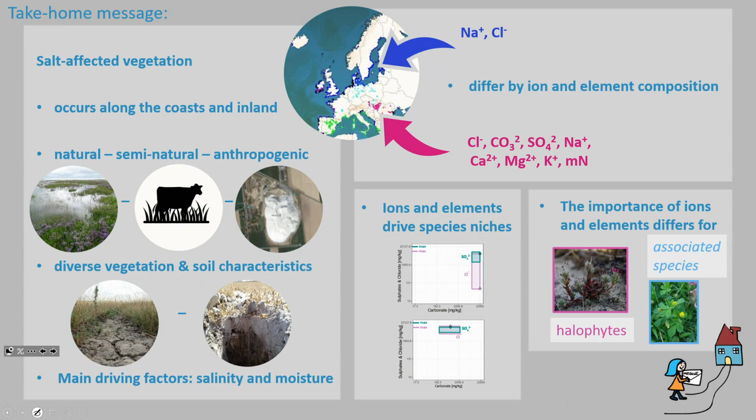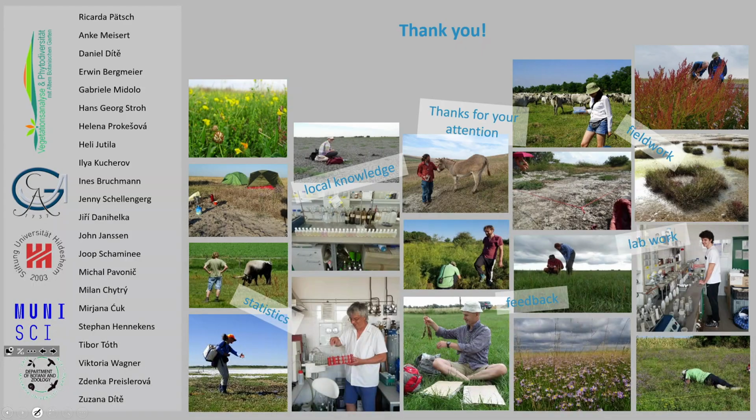So with that, I can conclude the whole summary to a take-home message for you. We also know now that ions and elements drive species niches next to salinity as the main driving factor and next to soil moisture, and that the importance of ions and elements differ for halophytes and for associated species.